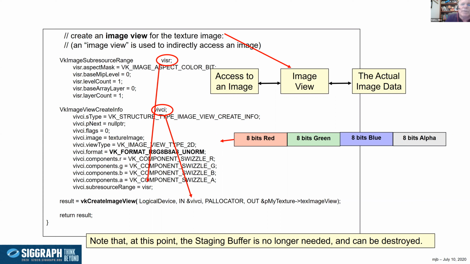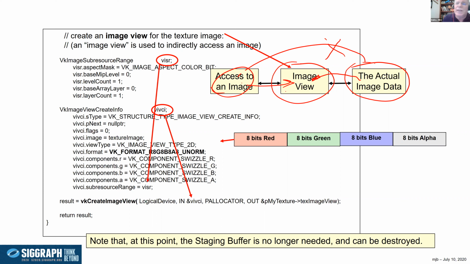Okay, so there's one more step. There's a structure called the image view. And think of it this way. The actual image data is here. The image view is a structure that tells, here's how to go get the data. That is, you don't go directly to get the data. You ask this image view to get the data, and then the image view does the right thing.